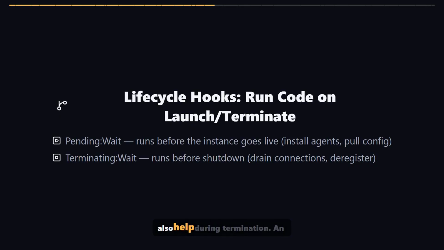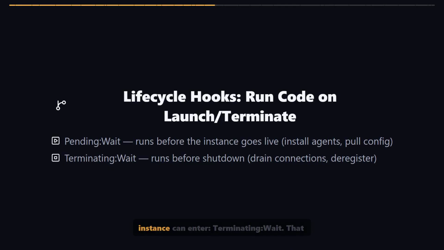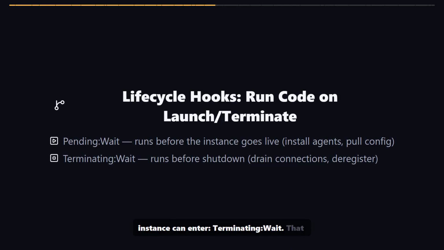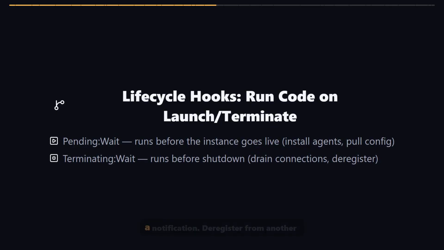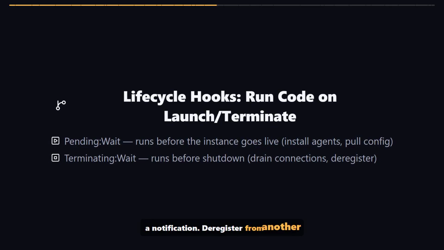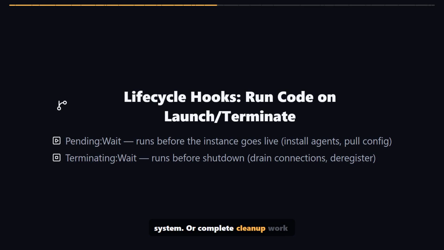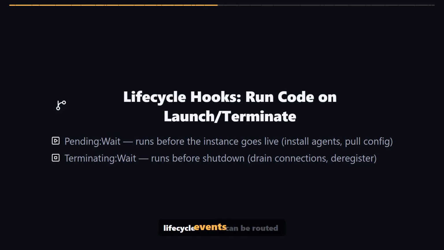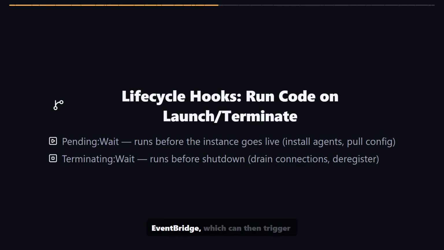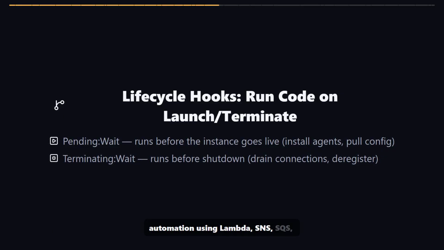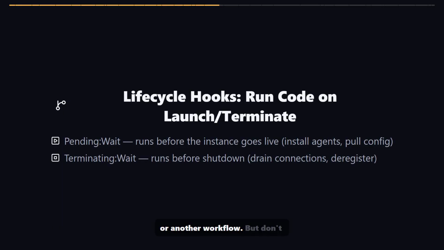Lifecycle hooks can also help during termination. An instance can enter Terminating: Wait. That gives your automation time to drain connections, collect logs, send a notification, deregister from another system, or complete cleanup work before termination finishes. Auto-scaling lifecycle events can be routed through services such as Amazon EventBridge, which can then trigger automation using Lambda, SNS, SQS, or another workflow.